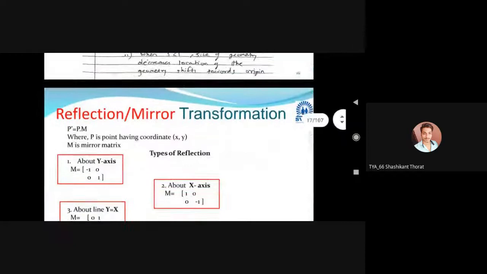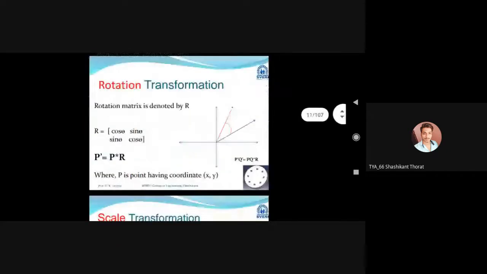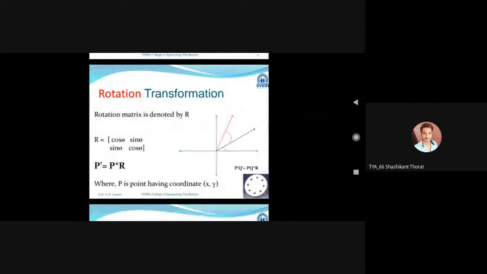So next is the reflection or mirror. Now if we take problem one, I think it is in the notes. Okay, in those notes, the rotation matrix formula and rotation matrix problem are available. Same, only the theta value we have to change.